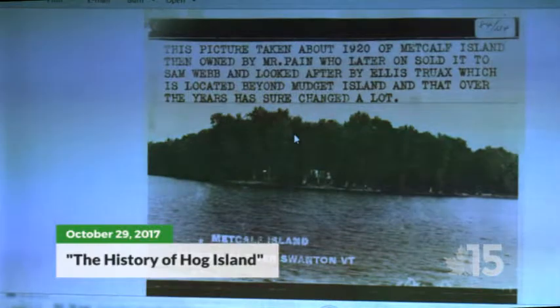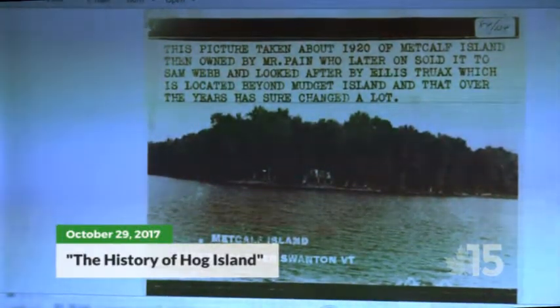So anyway, here's Mudgett. Excuse me, that was Metcalf. This is Mudgett. This is 1920, 2 miles down the river from the bridge. One time called Jimmery's Island, one time owned by Albert Morrow, Henry Letourneau.